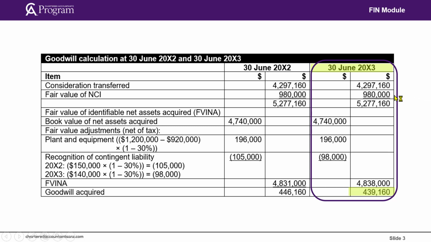$4,297,160. And we can see from the facts here that the non-controlling interest is measured at its acquisition date fair value. So we're applying the full goodwill method. And this fair value is given to us in the facts.